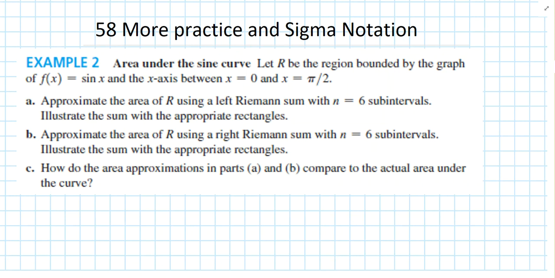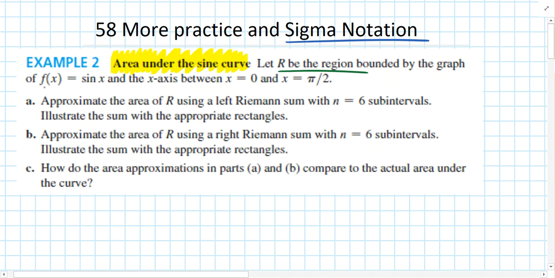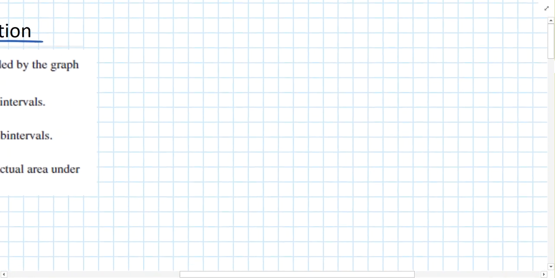Okay, in this video I'd like to practice some more with our left and right hand Riemann sums, as well as discuss a little bit more about sigma notation. In this first example, we're being asked to find the area underneath a sine curve, and the area for which we need to find is the region bounded by the graph sine of x and the x-axis between the x values of 0 and pi over 2.